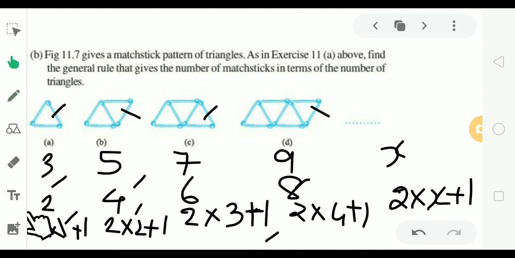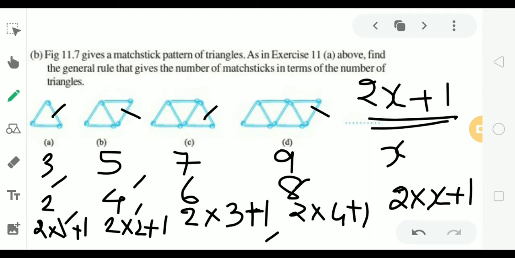Then only it becomes 2 into 1, 2 plus 1, 3 sticks. 2 2's are 4, 4 plus 1, 5 sticks. 2 3's are 6, 6 plus 1, 7 matchsticks. 2 4's are 8, 8 plus 1, 9 matchsticks. Then according to that, the last row, the general rule, 2x plus 1, is the general rule of this matchstick pattern.